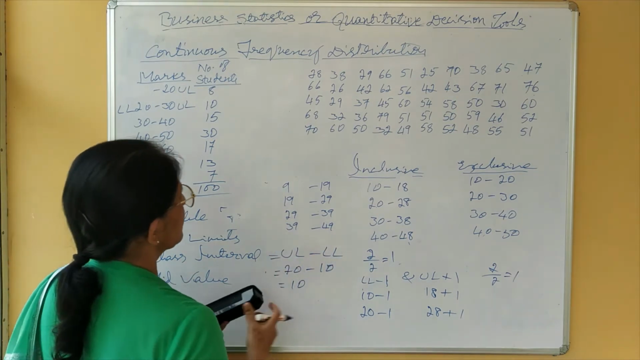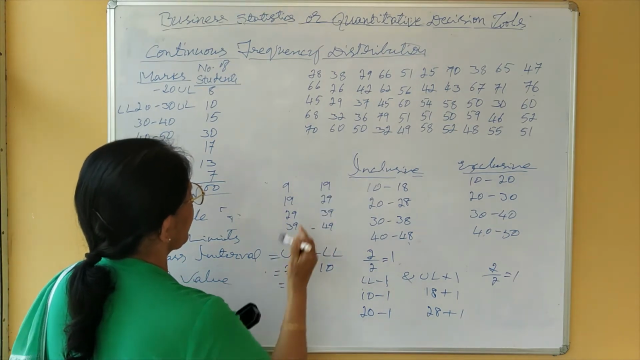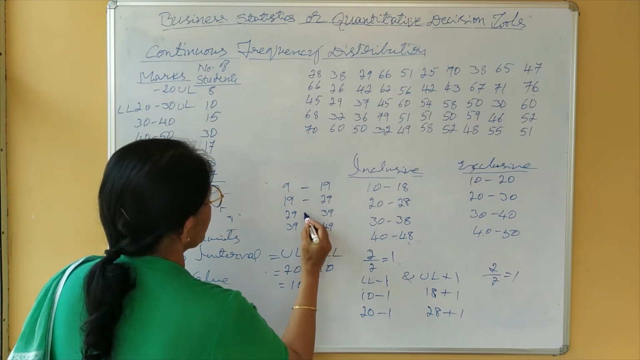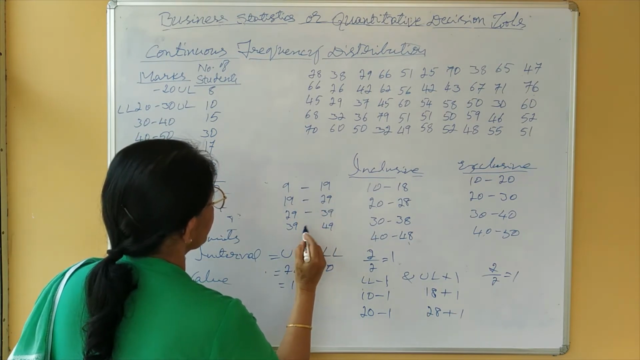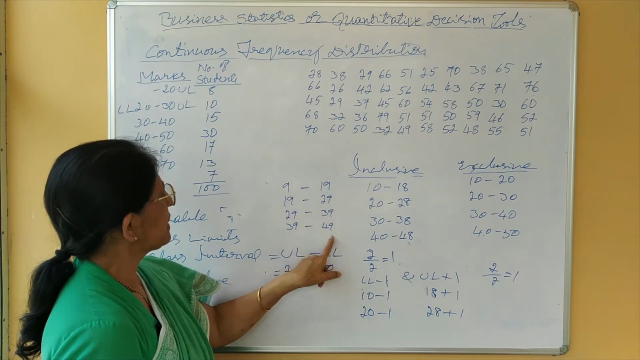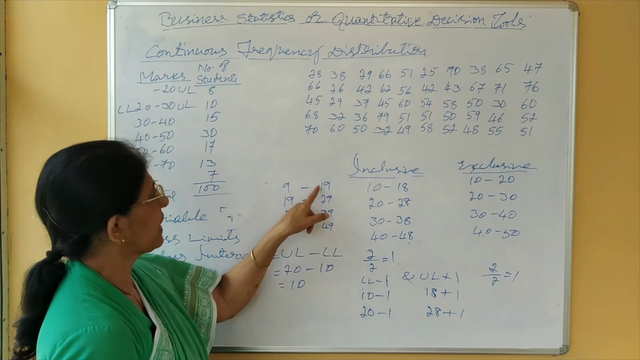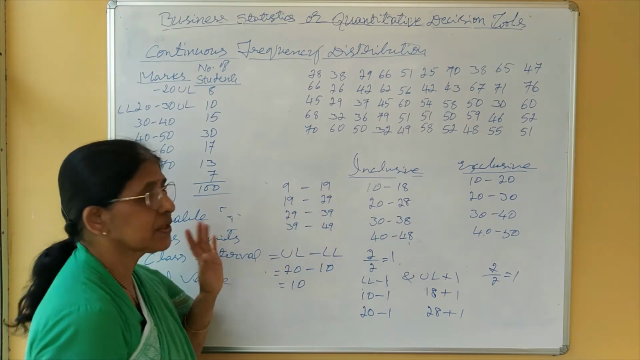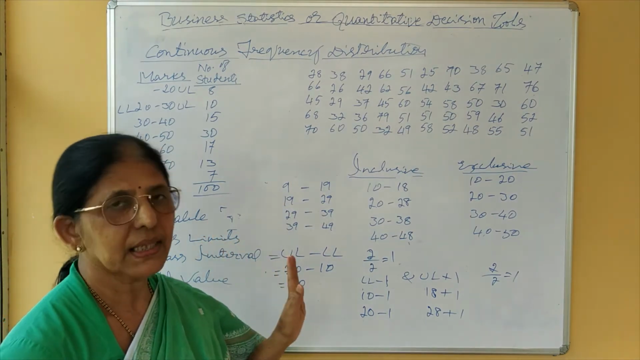Now see the classes. 9 to 19, 19 to 29, 29 to 39, 39 to 49. Now observe, the upper limit of any class is equal to the lower limit of the next class.